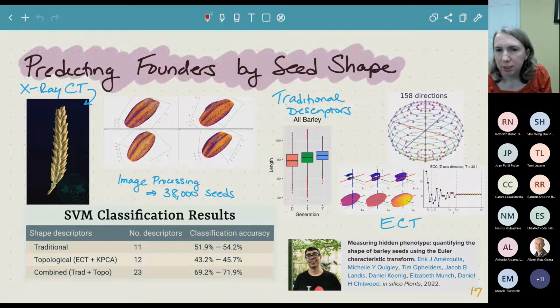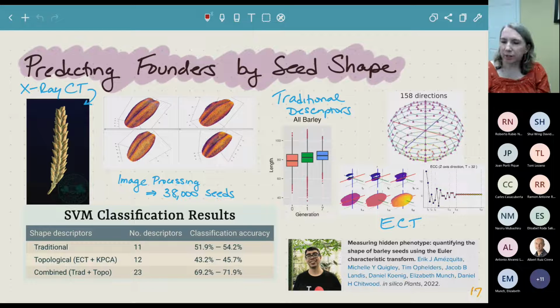And so he built a bunch of automated ways of coming up with the standard descriptors that biologists would use. So length, width, height, volume, I don't remember what else. So a bunch of just standard traditional descriptors. And then on top of that, he did this Euler characteristic transform.